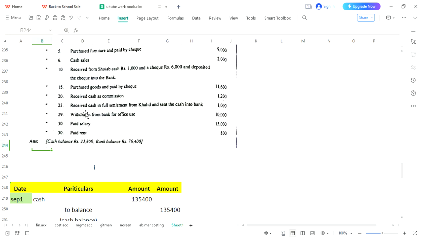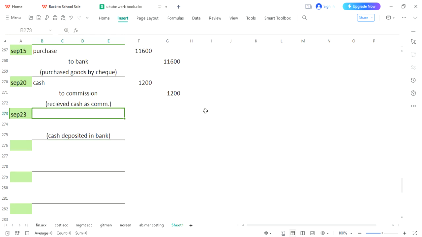Look at this, received cash from Khalid and sent the cash into the bank. What does that mean? Amount has been deposited into the bank. Amount present in your bank account would be increased. Bank is your asset. Asset is increasing. Increase in asset should be debited. So you will write bank on debit side.